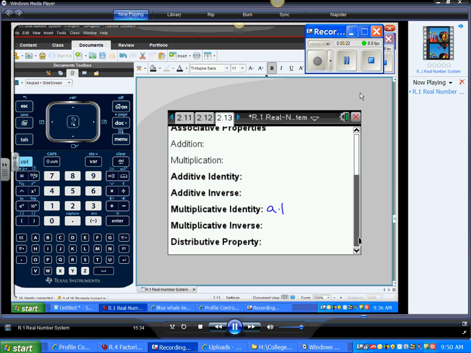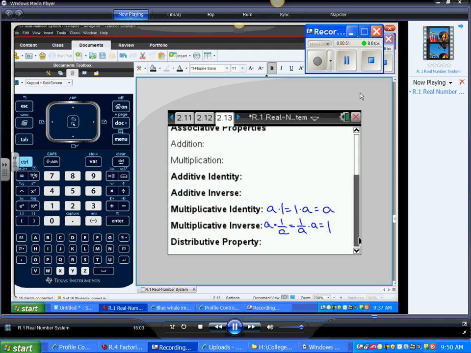All right, we left off with multiplicative identity. Multiplicative identity is the number that you multiply anything by that doesn't change it. And we know that that is 1. So our multiplicative identity, again, is 1. Multiplicative inverse. What can I multiply a by to get my multiplicative identity? So a times what equals 1? Well, a times 1 over a equals 1, or 1 over a times a equals 1. So our multiplicative inverse would be 1 over a.